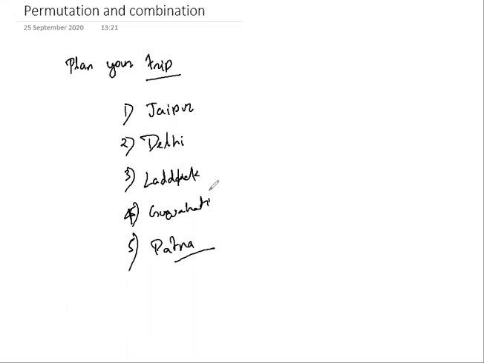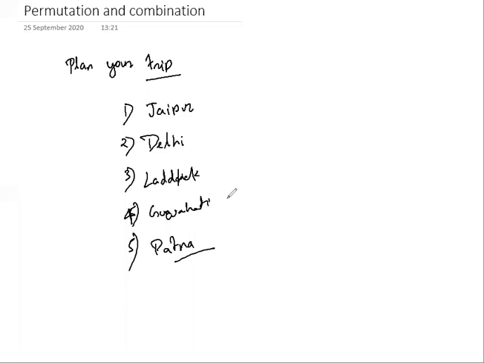Now tell me, if I have to plan my trip, will order matter? Yes or no? Or can I just move randomly, or should I plan with order? Yes, order will matter, because I cannot book tickets randomly. I have to go to one place, then another place, then another place.